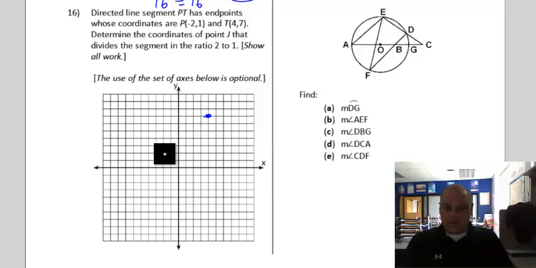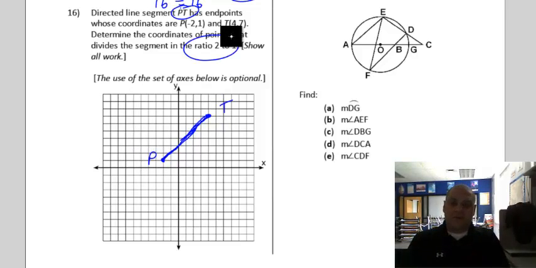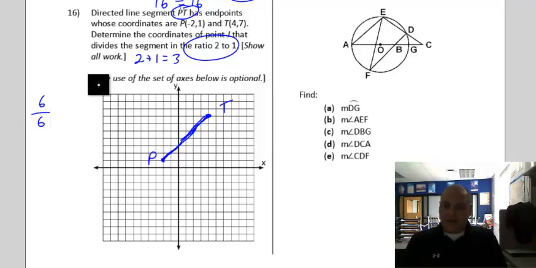Now, there's the segment. It's very difficult to do this on this thing, okay, kind of. All right, so it kind of does this. This is PT, and that's the order I want to go in. It's P first, then T. So I'm starting with P, then going to T, and I want the ratio 2 to 1. 2 plus 1 is 3. So I need 3 parts. So I'm going to take my slope 1, 2, 3, 4, 5, 6. 1, 2, 3, 4, 5, 6. So I take my slope of 6 over 6 and I divide by 3.